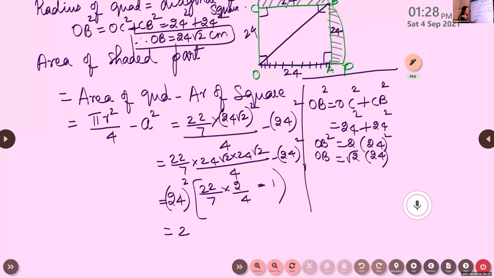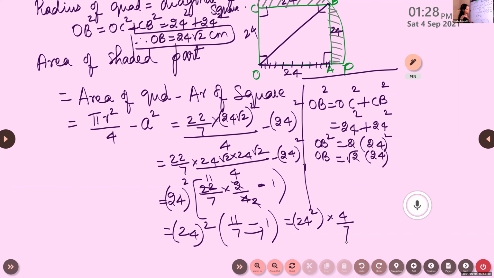So which is same as 24 square. If you cancel this, this is 2, this is 11. So 11 by 7 minus 1. 24 square into 11 by 7 minus 1, which is same as 24 square into 4 by 7. Now simplify this. 24 square is 576 into 4 by 7. This much answer, centimeter square. So I'm not expanding it in the beginning itself. We expand it at the end so that we can do it with the minimum calculations.